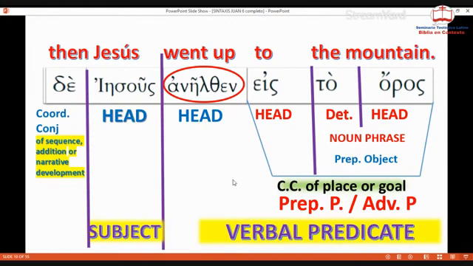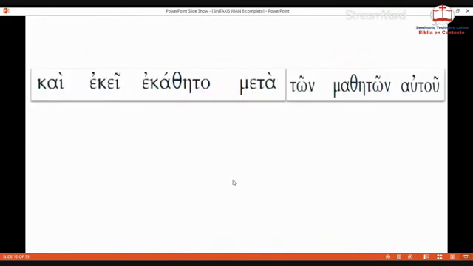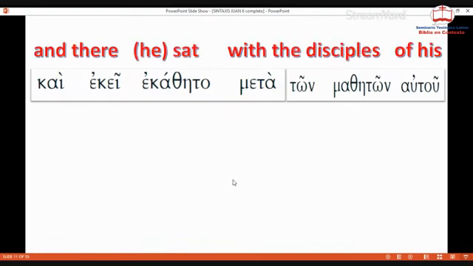So let's move to the second clause, introduced by kai. That means "and." And there, ekei, is referring to the mountain. Kai ekei ekathīzeto meta tōn mathētōn autou. And there he, Jesus, sat with his disciples. Here we have kai, a conjunction of addition, coordinating both independent clauses and making them one sentence that is called a compound sentence.